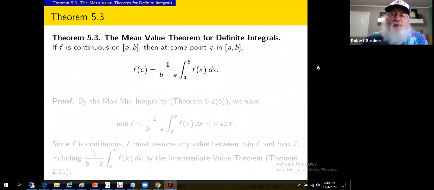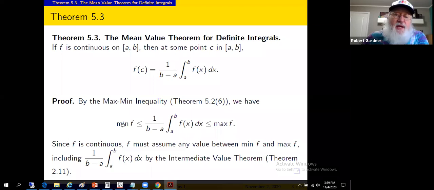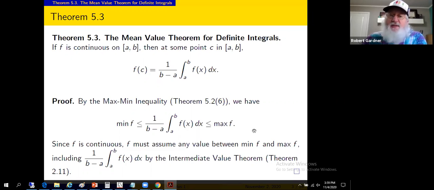Okay, mean value theorem for definite integrals. Continuous function, we got continuity on the closed interval, implies there's a point c where f of c equals this particular value here. Well, we saw in the last section, I think it was, the max-min inequality that stated that the minimum value of a function times b minus a is less than or equal to the integral, and that's less than or equal to the maximum value of the function times b minus a. The max-min inequality, we drew some rectangles to justify that.